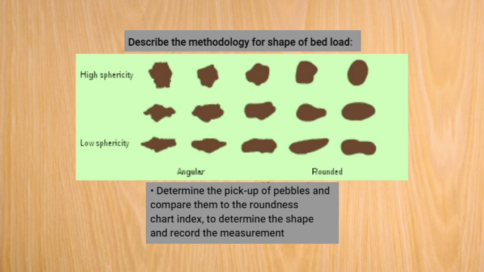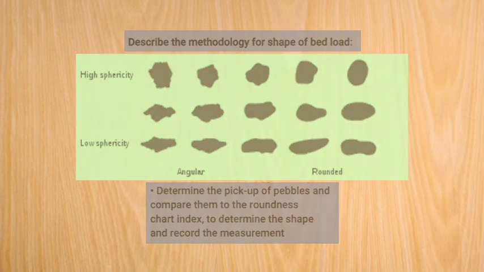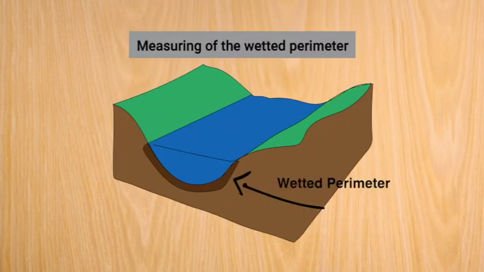How to measure the shape of the pebbles? Compare the picked up pebbles to the roundness chart index to determine the shape and record the measurement. Wetted perimeter. It is also important that we know how to measure the wetted perimeter of the river.